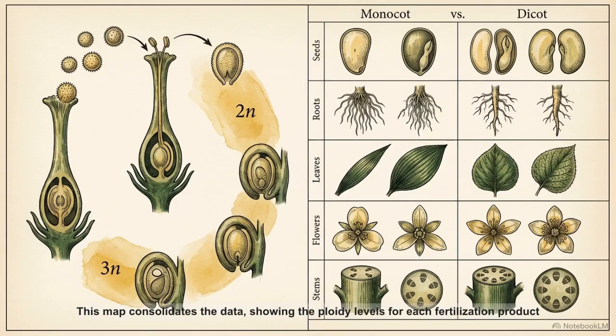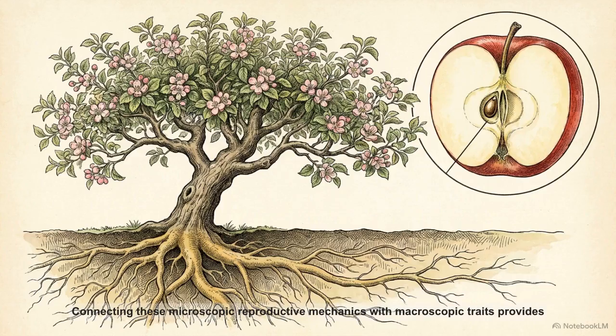This map consolidates the data, showing the ploidy levels for each fertilization product alongside the morphological traits used to distinguish monocots from dicots. Connecting these microscopic reproductive mechanics with macroscopic traits provides a full structural and functional overview of the angiosperm life cycle.